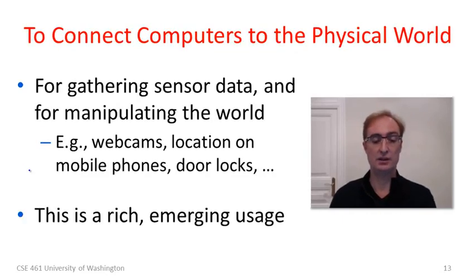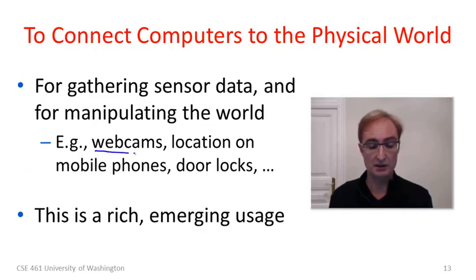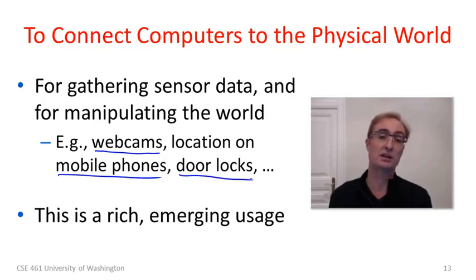And yet another emerging usage of computers is to connect the physical world with different computers that are across the network. We can do this by gathering sensor data and actuating devices to manipulate the world. This usage is provided by things such as webcams. Mobile phones are all about gathering sensor data such as location, audio, video, and so forth, and sending it across the network. And here's an example where we manipulate the physical world, a door lock. You can buy automated door locks whereby you can send a message from across the internet and open your front door. This is very much a rich emerging usage that we expect to see more of in the internet.